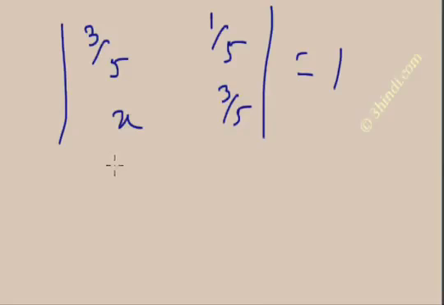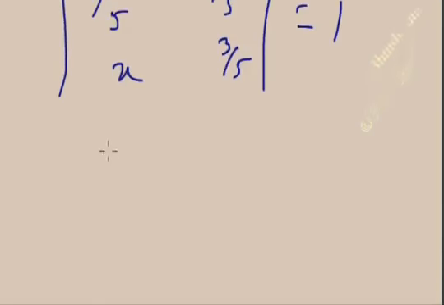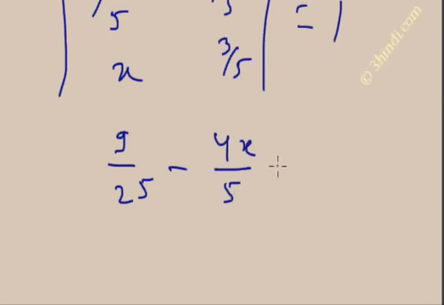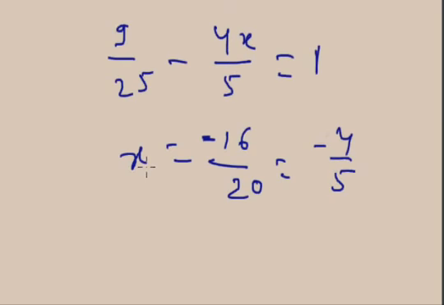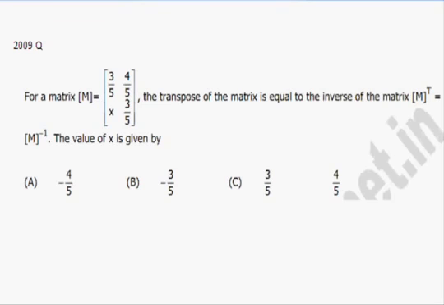and solve the determinant for the value of x. So this is the equation. Determinant value is equal to 1. That means 9 by 25 minus 4x by 5 is equal to 1. x will be equal to minus 16 by 20, which is minus 4 by 5. So A is the correct answer.